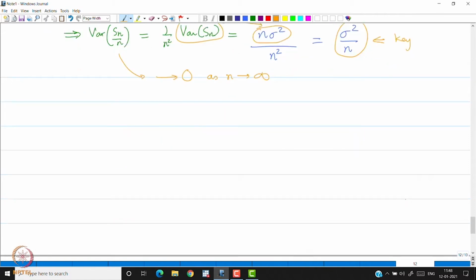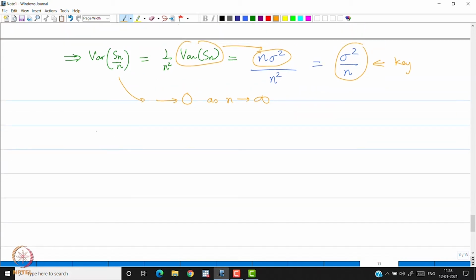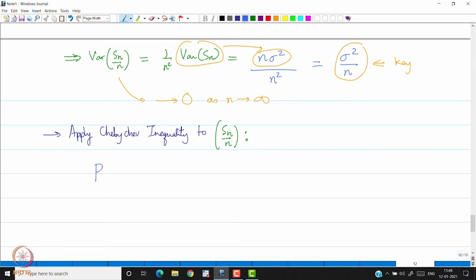And therefore now if we apply the Chebyshev inequality to Sn by n, which we talked about earlier, just recently, to the random variable Sn by n, what do we get? Let me write it out here. The probability that the modulus of the sample average minus mu, this mu being the mean of Sn by n, the expected value of Sn by n.